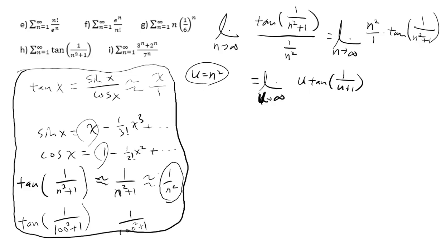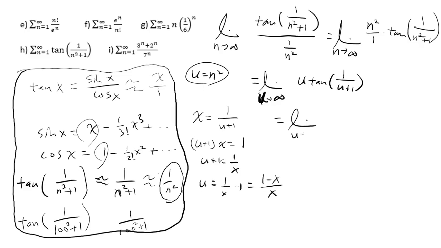Alright, now I don't like this that much because you have this 1 over u plus 1 inside tangent. I guess I can still manage to make x as 1 over u plus 1 to do some substitution. If this is true, then if I multiply u plus 1 both sides, then u plus 1 times x is equal to 1. And when you divide by x, u plus 1 is 1 over x. Subtracting 1, it will give you u equals 1 over x minus 1. And I really want this to be like 1 minus x over x.